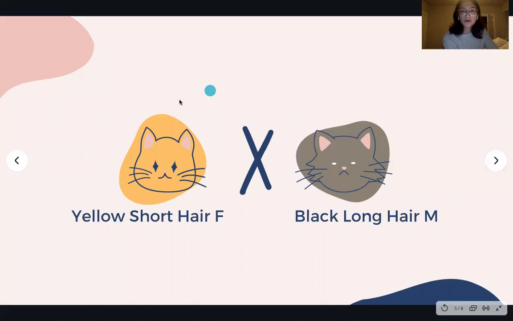All right, so let's say that we breed a yellow short-haired female with a black long-haired male who is heterozygous for hair length. Right, so that would be an X little b, X little b, little h, little h, and an X big B Y, big H, little h.